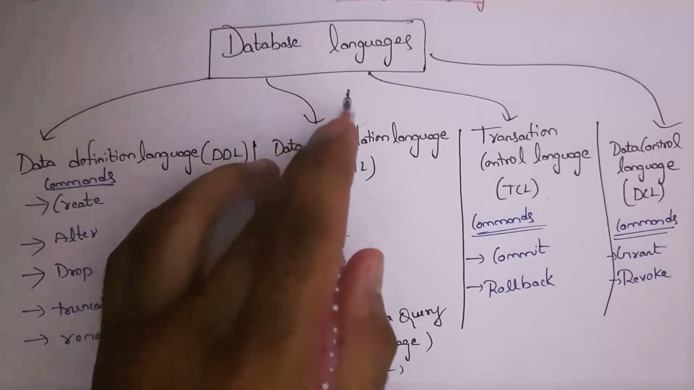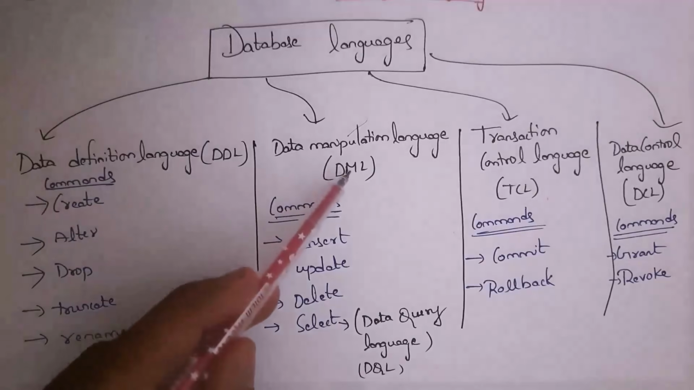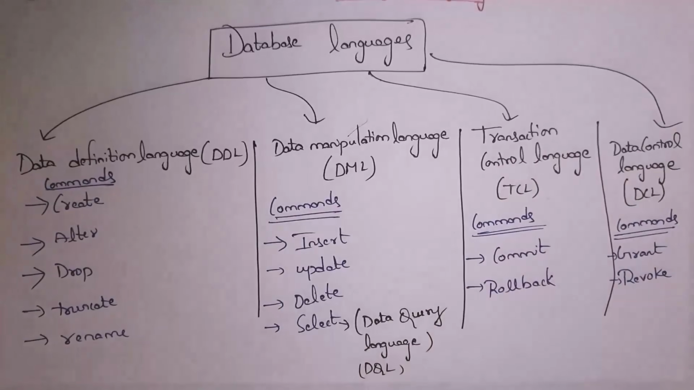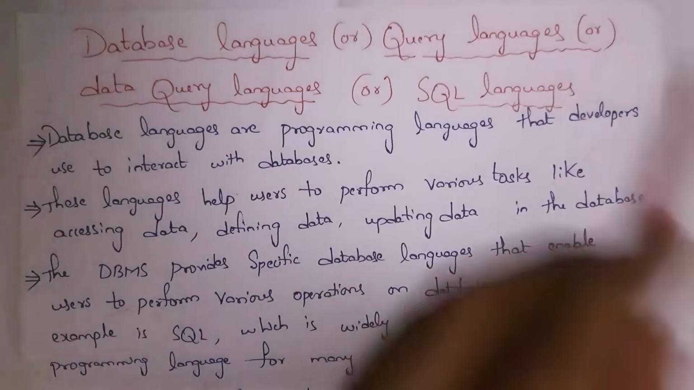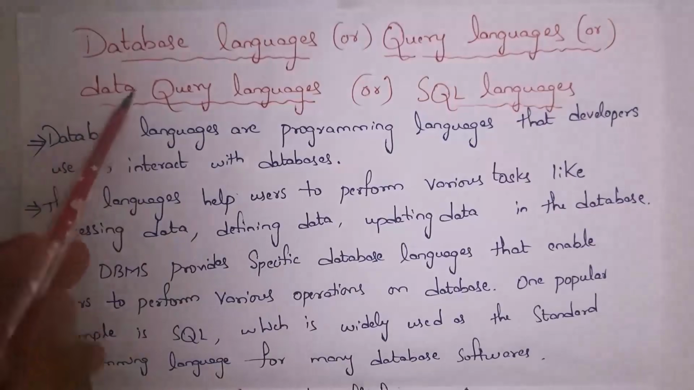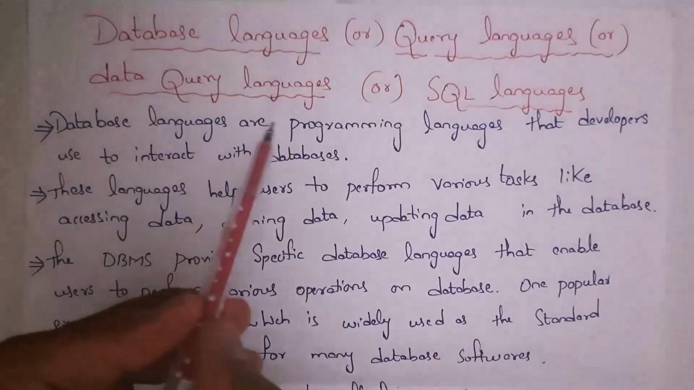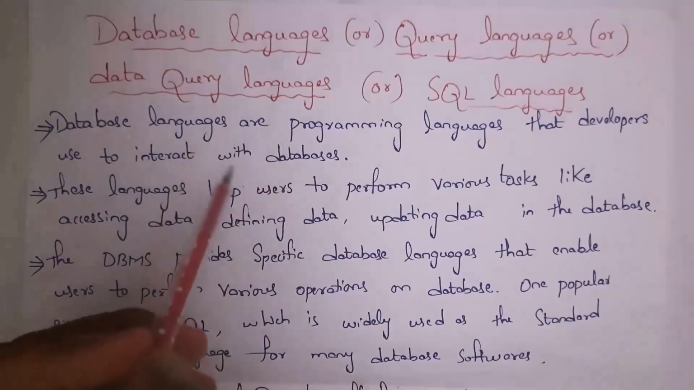Total there are 4 categories of database languages. They are data definition language, shortly we call it as DDL, data manipulation language, shortly we call it as DML, transaction control language TCL and data control language DCL. I will explain all these languages by giving various examples. Guys, we also call database languages as query languages or data query languages or SQL languages. All are same. Database languages are nothing but they are programming languages that developers use to interact with databases.